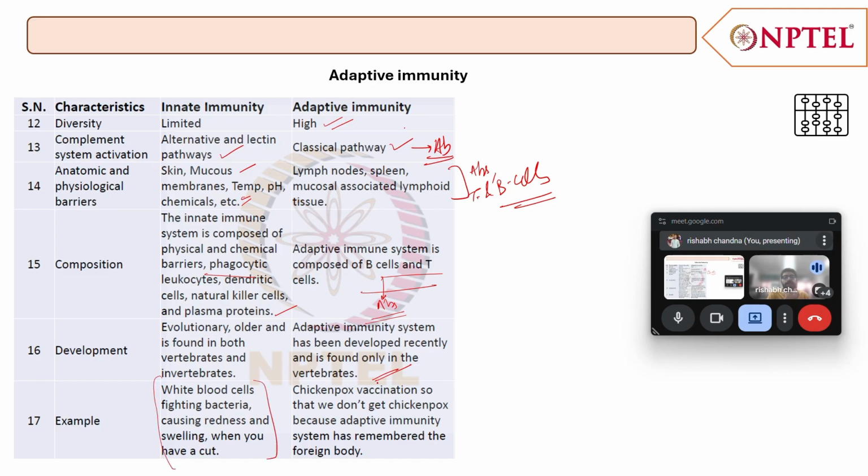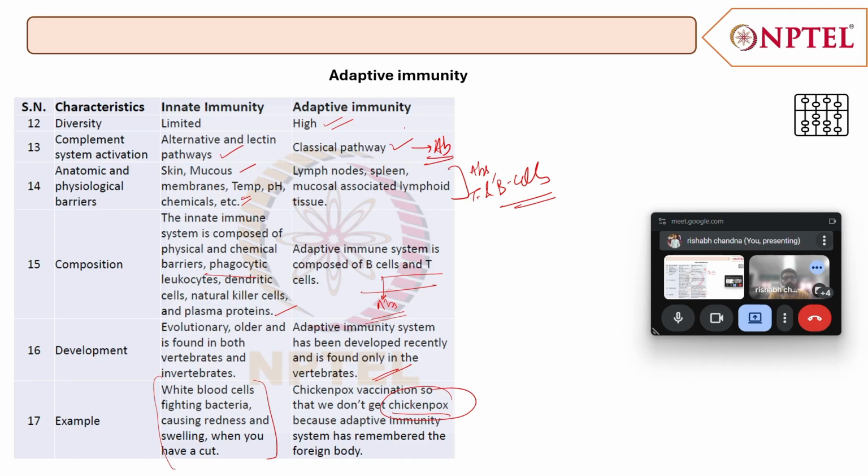And then the vaccination process, for example, chickenpox vaccination, so that we will not get chickenpox, is because of the adaptive immune system. The body has remembered the chickenpox vaccine. So these were some of the properties of both the innate and adaptive immune systems. This would help you to differentiate between the two, and to see how the adaptive immune system is important as compared to the innate immune system.